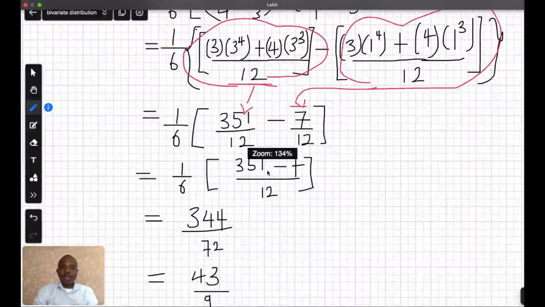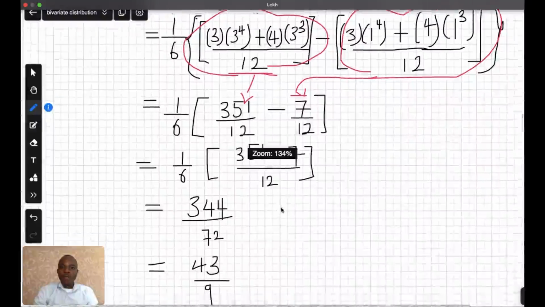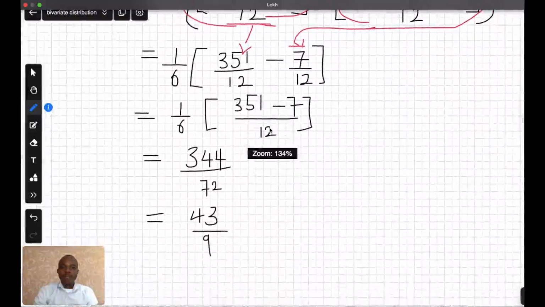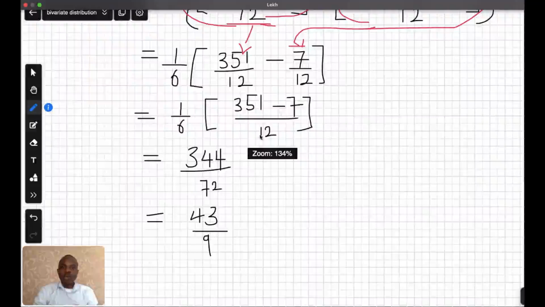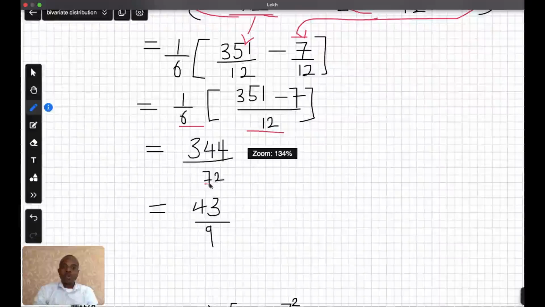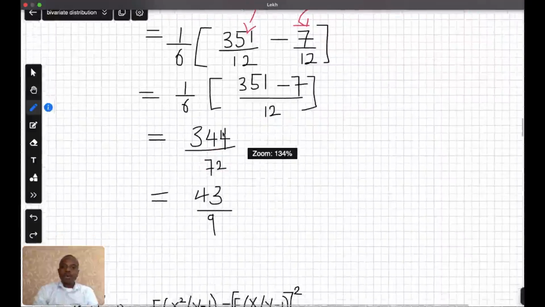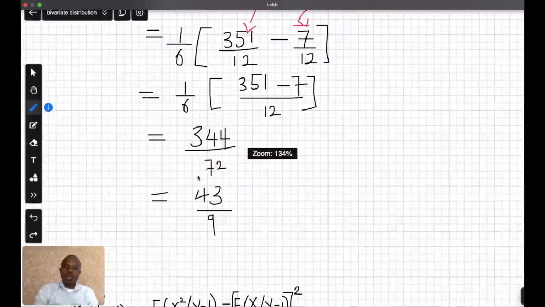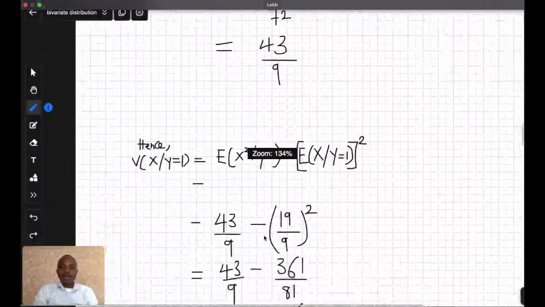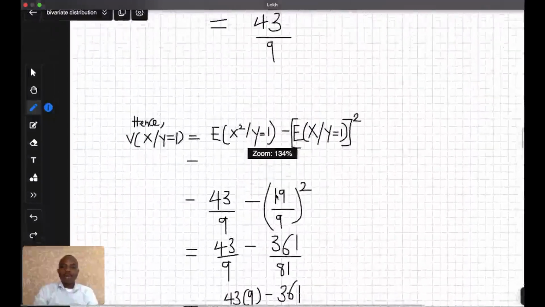Okay, so having got that, now you can do your subtraction. They have the same denominator, so it becomes 351 minus 7 over 12, and that becomes 344 divided by 72. 6 multiplies 12 to give you 72, and then by reducing these two, you get 43 over 9 as your answer. Now, going on, we can now find the variance.